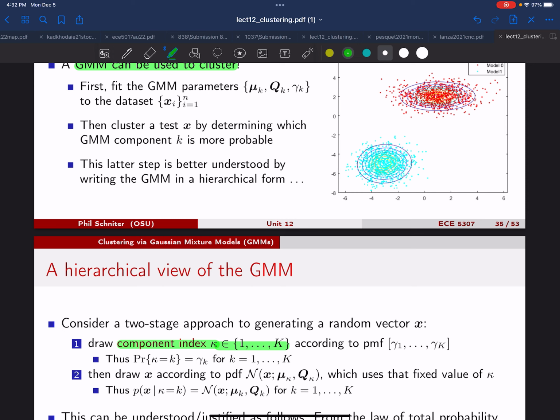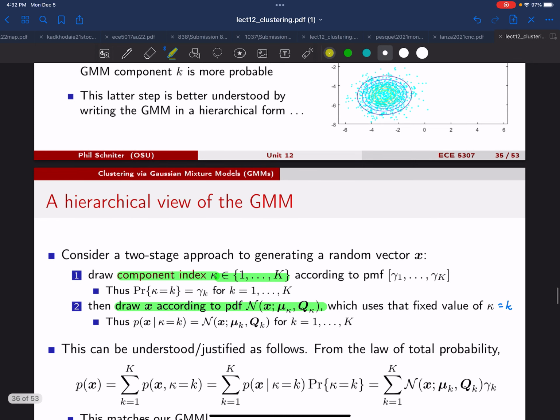Now that I know which cluster it's coming from, let's say it came from this cluster, I know that this is a multivariate Gaussian, so I can draw samples from that Gaussian distribution. So that's the second step. We're using this fixed value of kappa, in particular kappa equals k. So we have the probability that kappa equals k, which we know is gamma k. And second, the probability of x given that the component is k. This is just a Gaussian with mean mu k and covariance Q k.